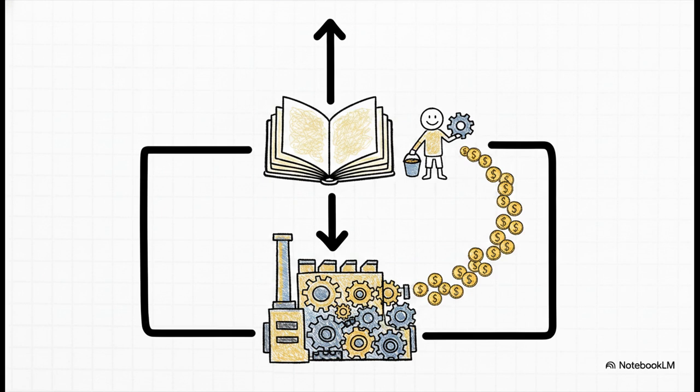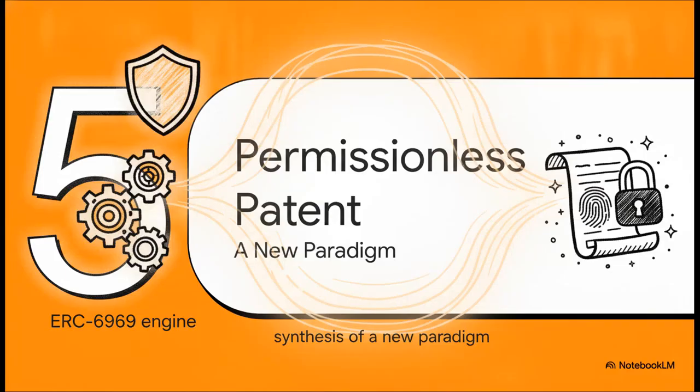By baking this directly into the protocol, the open source code stays completely free for a solo hobbyist to use and tinker with. But if a massive commercial factory takes that code and plugs it into a high-volume revenue engine, triggering it thousands of times a minute, automated micro-royalties instantly kick in. And that leads us to our final section, Section 5, the Permissionless Patent.